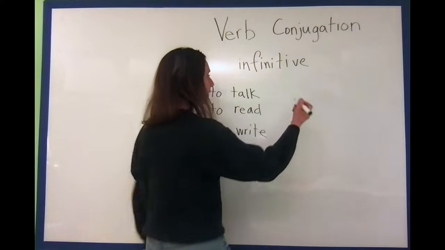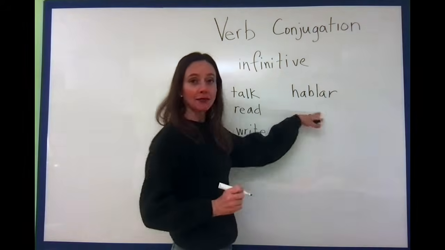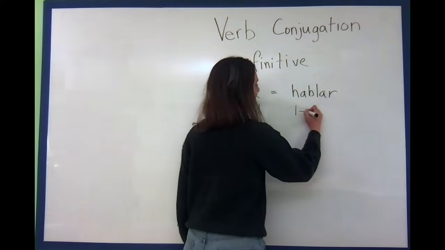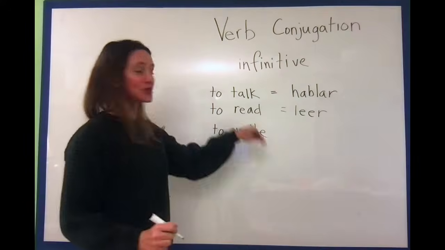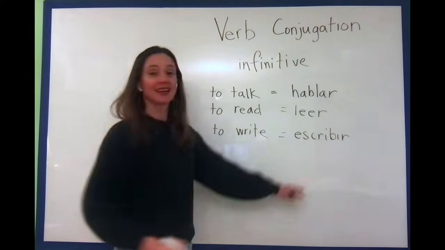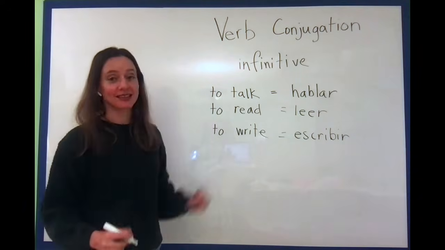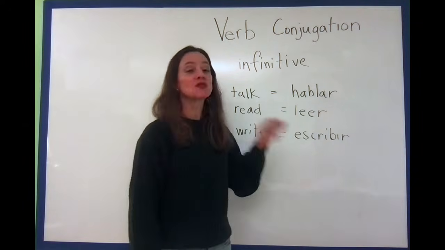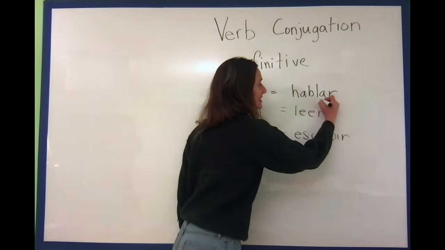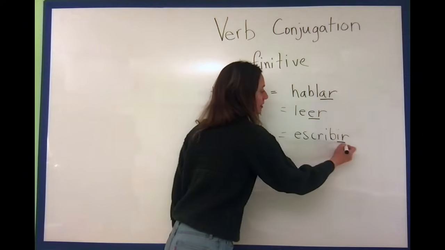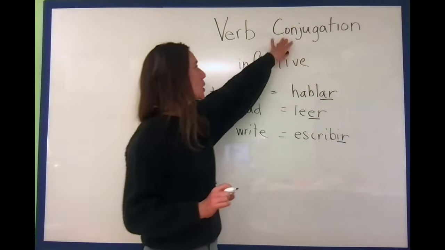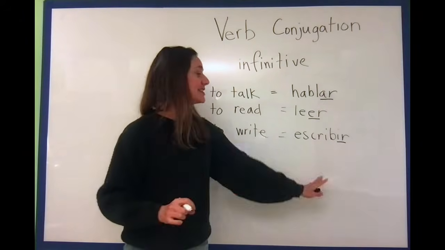For example, hablar. Hablar means to talk. Leer. Leer means to read. Escribir. Escribir means to write. So these are the most basic forms of the verb. They all end in either AR, ER, or IR. That is going to be very, very, very important when we are conjugating these verbs.